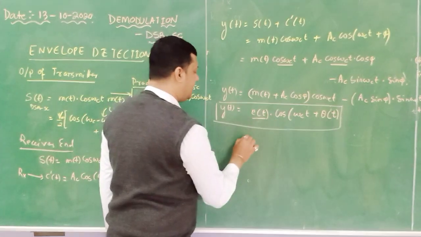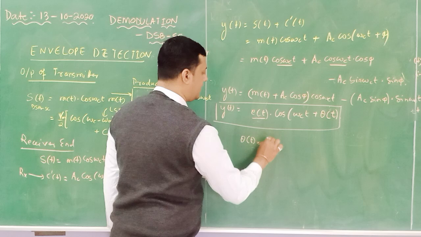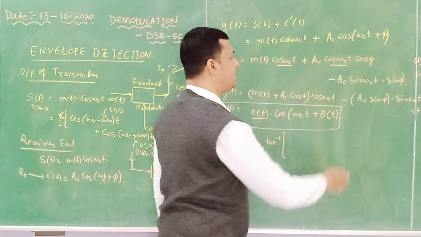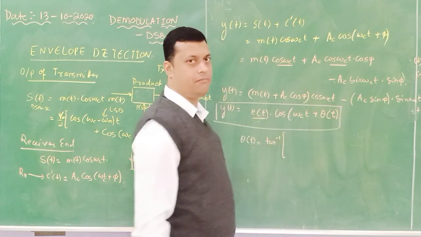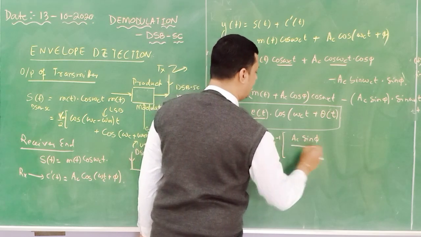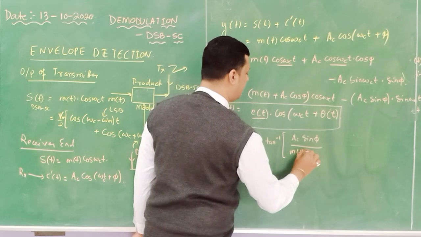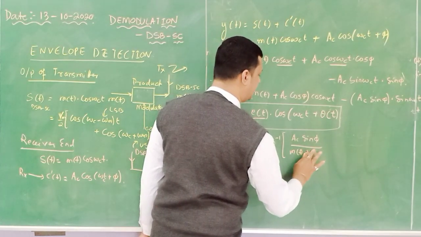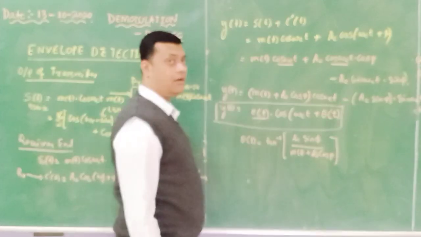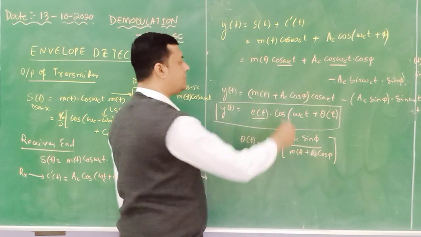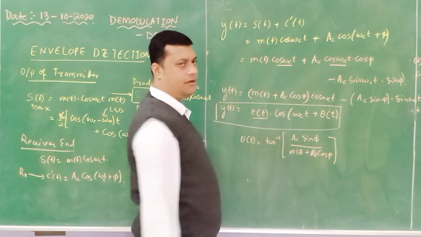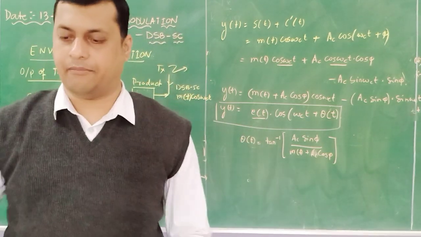Now here theta of t I will write, it is a tan inverse. You can see this is the y component and this is the x component. So it is tan inverse of AC sin phi divided by (m of t plus AC cos phi). So this is the angle of these two components. Now if you take the magnitude of this, the square component of this plus the square component of this, it will come. That is called the envelope. That we will discuss step by step.